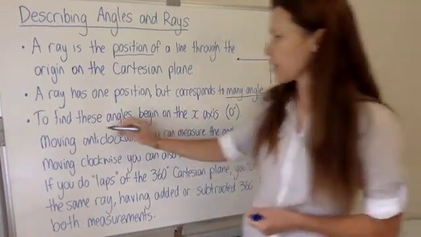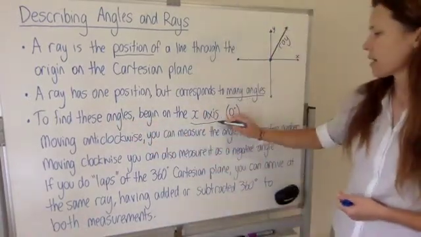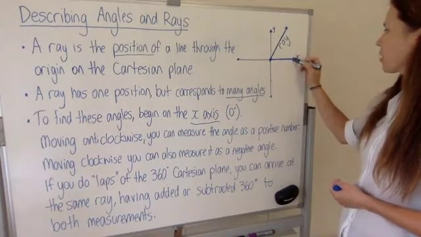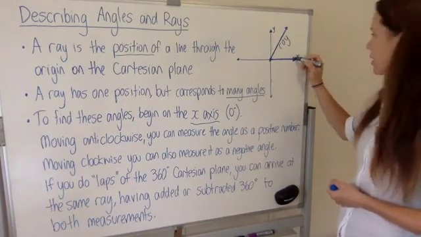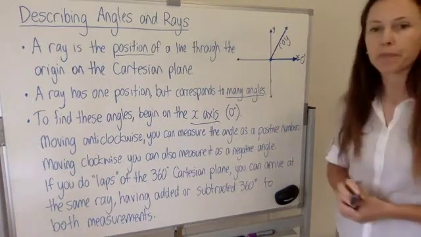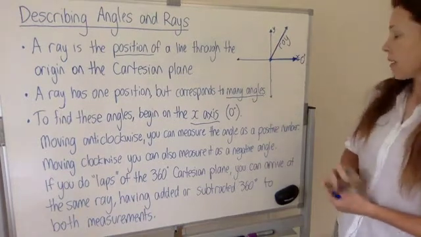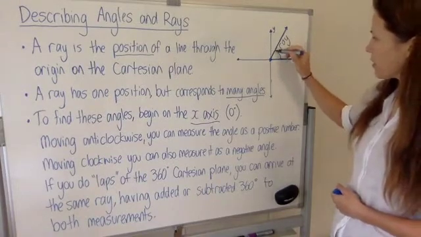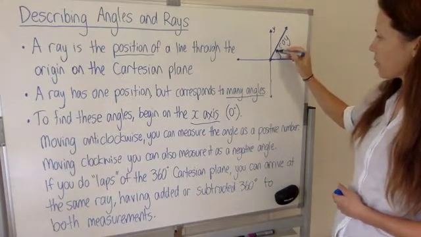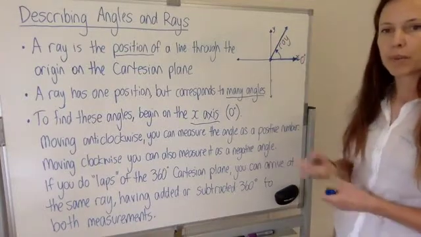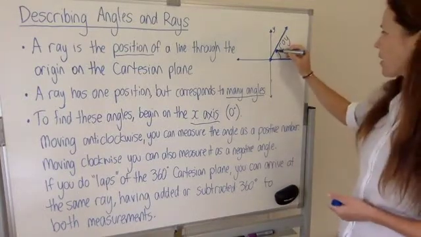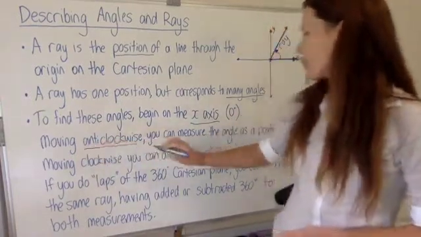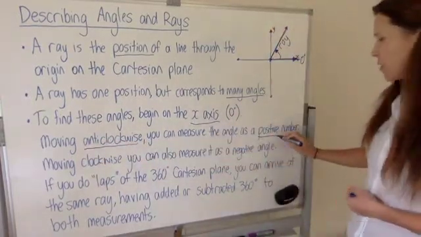Now, to find what these angles are, you have to start at the x-axis. So all positions are named according to where they are relative to here. We call this 0 degrees. Now, if you move anti-clockwise this way, however big the size of that angle is, that's how you describe the position of that ray and how you describe that angle as a positive number. So I've written that here, moving anti-clockwise, you can measure the angle as a positive number.